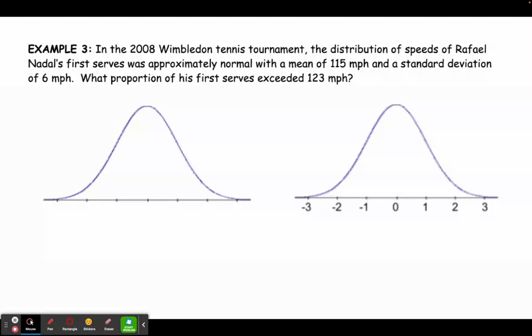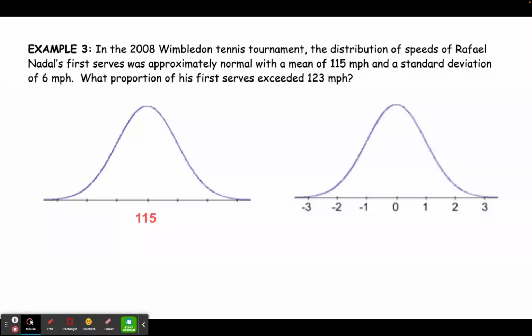All right, in our last example, we're going to look at a Wimbledon tennis tournament. We know the distribution of speeds of Rafael Nadal's first serve was approximately normal with a mean of 115 and a standard deviation of 6 miles per hour. We would like to know what proportion of his first serves exceeded 123 miles per hour. In this one, I've left the curve on the left blank for you so you can practice labeling it again. So we're going to do that first.